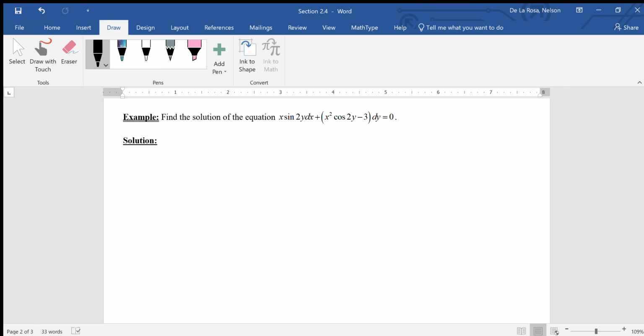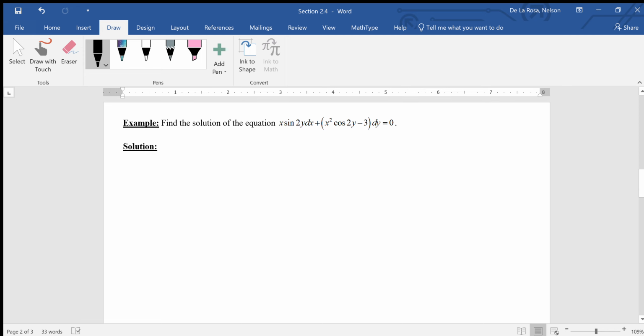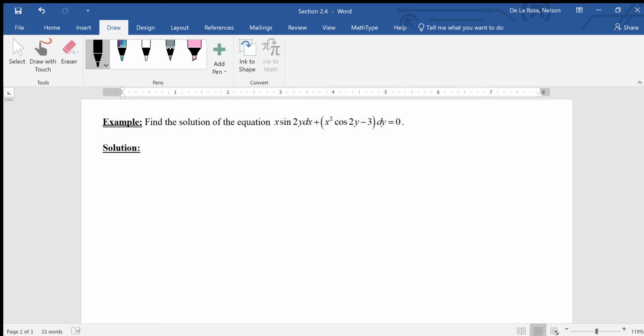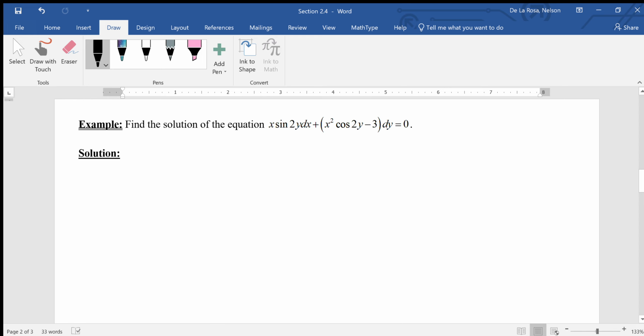In this new example for section 2.4, we have to find the solution of the equation given in the problem. So this equation might be exact because it's given in a form indicating that it might be solved using the exact method. So first of all, we need to identify M.